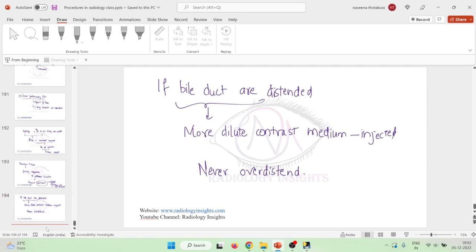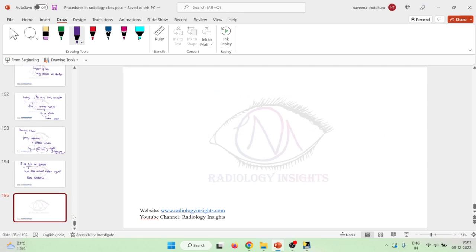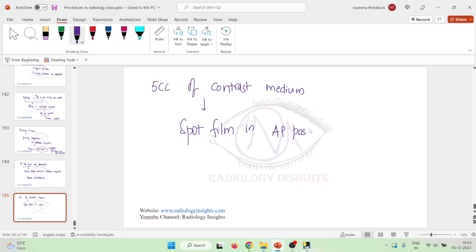Next, you will have to take films while doing the procedure. Approximately 5 cc of contrast medium is injected. First and foremost, inject 5 cc of contrast medium. Then take a spot film in AP view, that is anterior posterior projection. Then this is the first film.